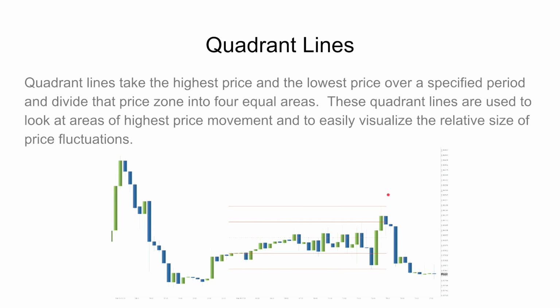Then we have quadrant lines, and quadrant lines take the highest price and the lowest price over a specified period and divide that price zone into 4 equal areas. These quadrant lines are used to look at areas of highest price movement and to easily visualize the relative size of price fluctuations. Again, just another way you can get a feel for what the market is doing.